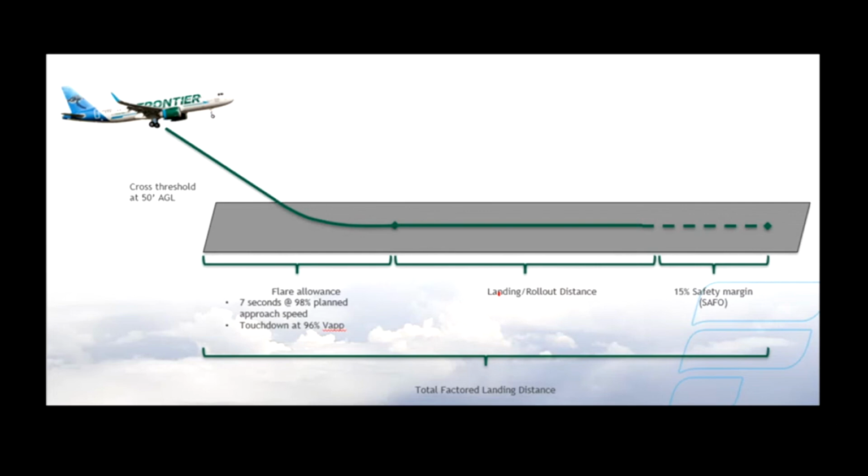Okay, great. So no reason to add that 500 feet on top of the 15% now. Nope, and that's all simply because, and one thing I want to emphasize, and we're going to provide more guidance in the future, is that flare allowance. The flare allowance is very accurate now because it plans on always crossing the threshold at 50 feet, flaring for 7 seconds, and along that 7 seconds, you're at 98% of your approach speed. And then you'll touch down after that 7 seconds at 96% of VAP.